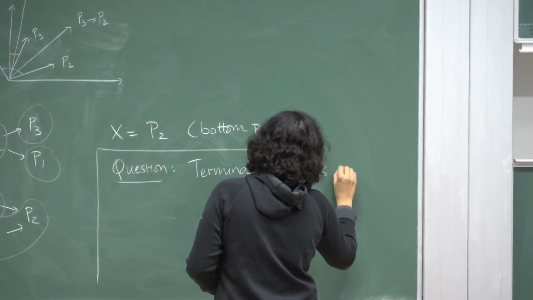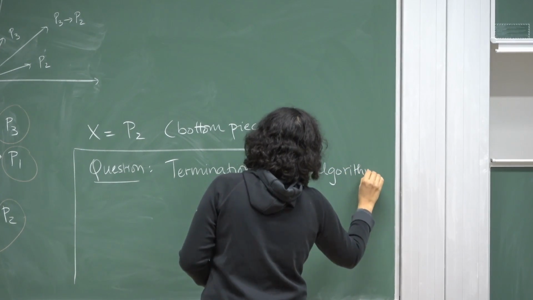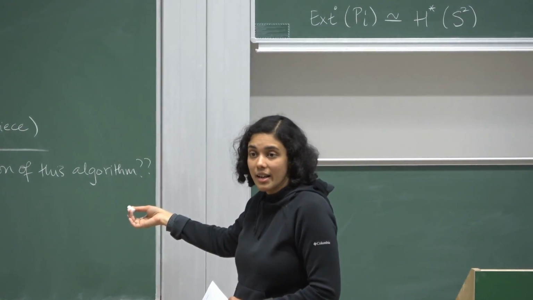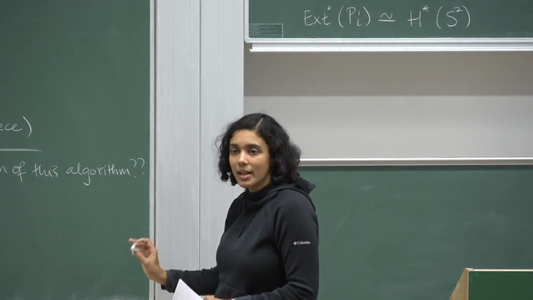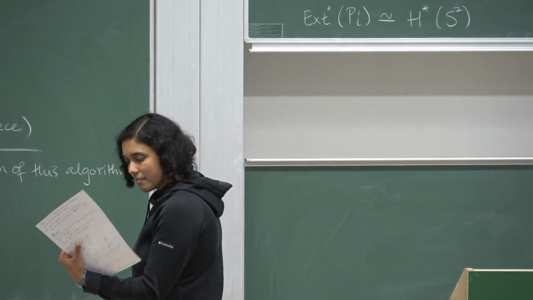So the idea is that I want it to terminate when I have a single HN piece. So that is when I'm semi-stable. But in general, we don't know how to answer this. In finite ADE type, the answer is that it terminates, but otherwise, we don't know.